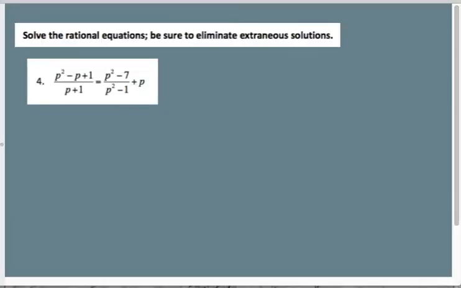Okay. I'm going to let you guys try this one. You should get answers of 2 and negative 1, but negative 1 would be an extraneous solution. So the answer is p equals 2. Go ahead and try this one. If you do have problems with it, bring it up to me and I'll help you out with it.